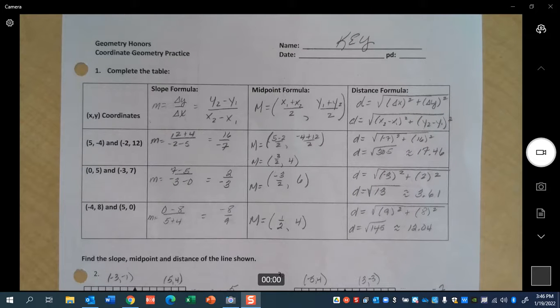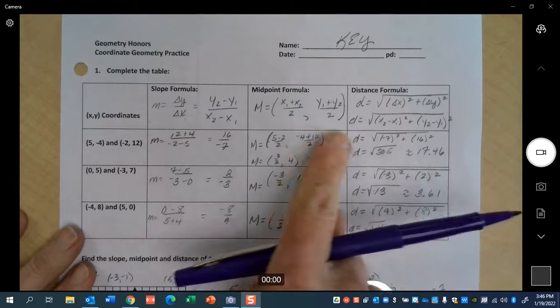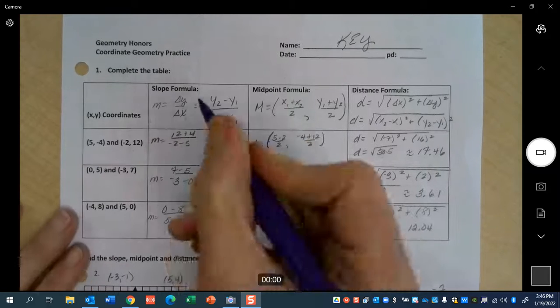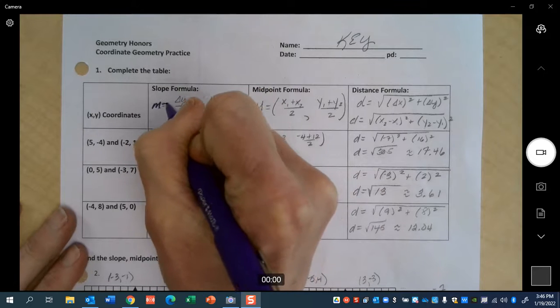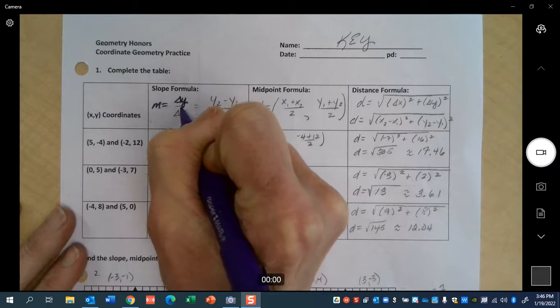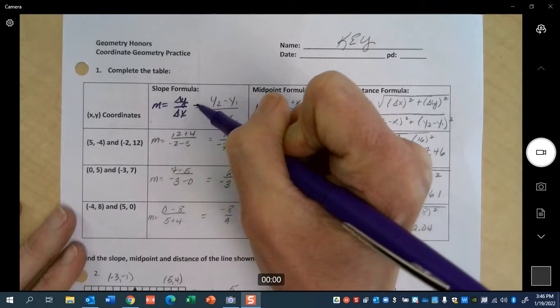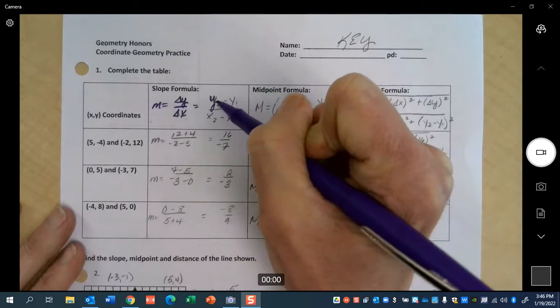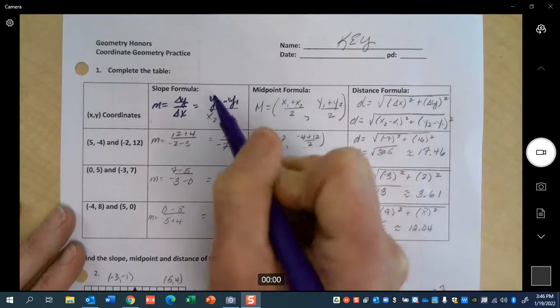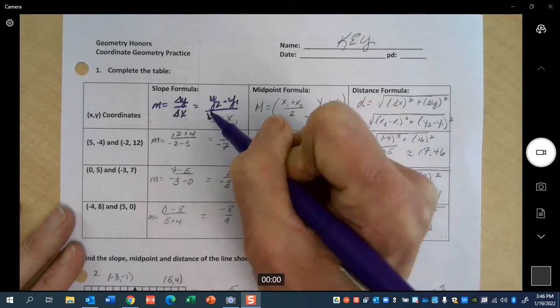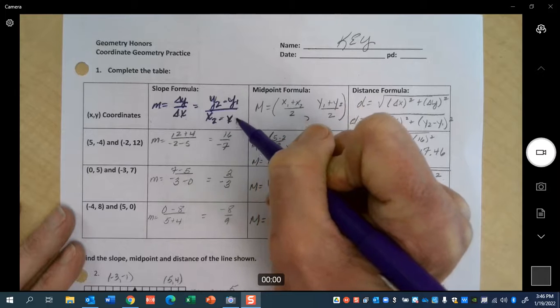Hey there. So hopefully you are checking your homework with the key. The most important thing is that you keep these three formulas straight. Our slope is always going to be the change in our y coordinates compared to the change in our x. We're looking at measuring how much my output changes compared to how much my input changes.